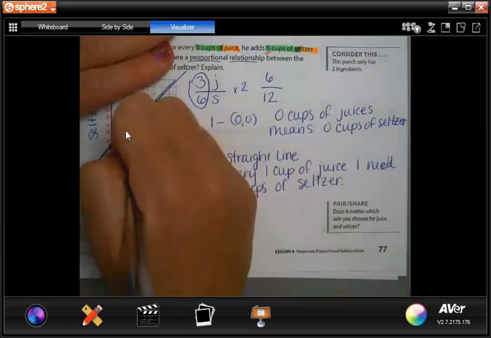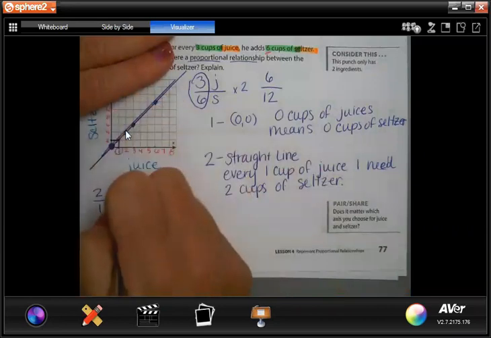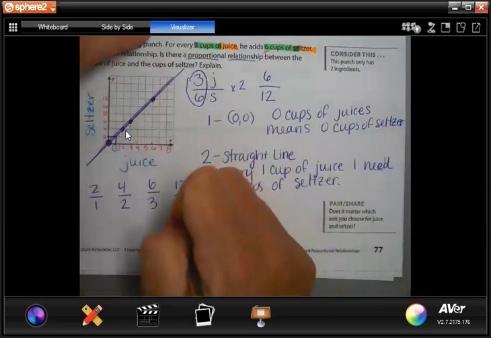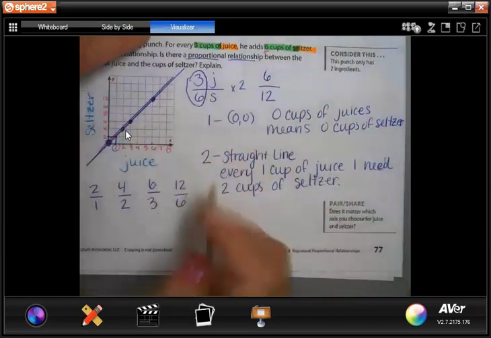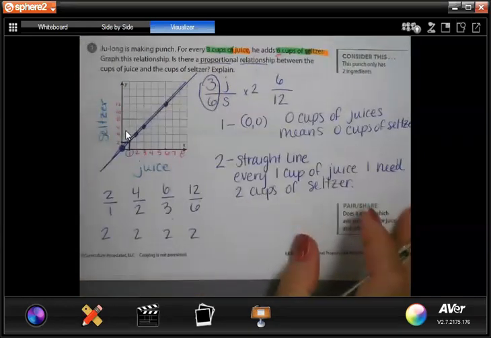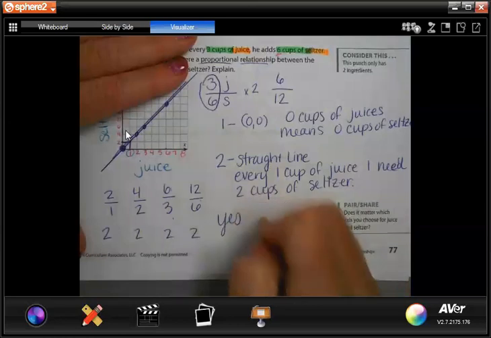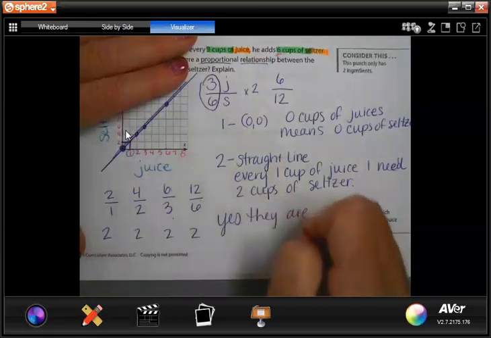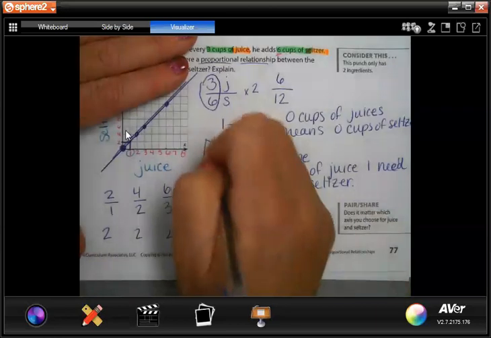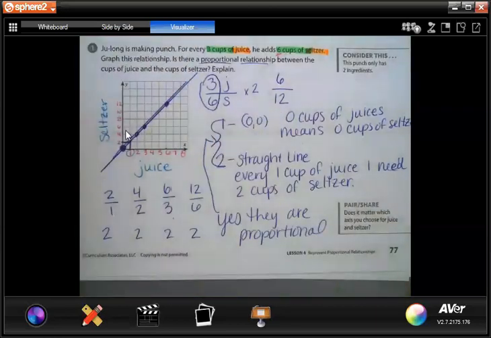This is 4 over 2. That was 6 over 3. This one way up here is 12 over 6. They all reduce down to 2. So yes, they are proportional. Okay, and my reasoning, my explanation is right there.